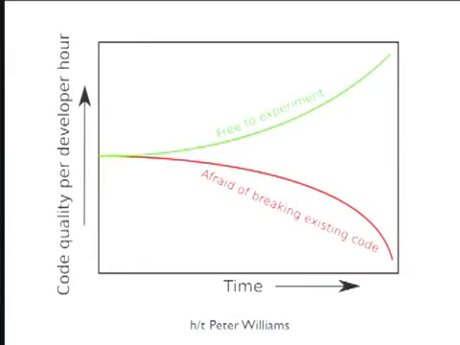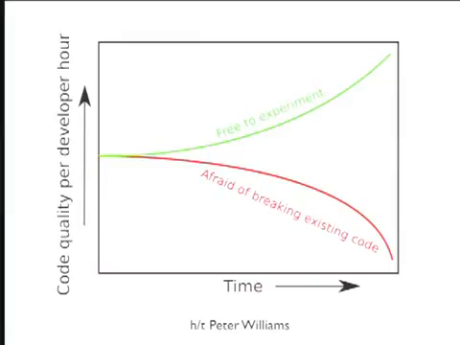So here's a nice little plot illustrating this. We have this code quality per development per hour, which I got from Peter Williams, a grad student in our department. As time goes on, we want to be able to feel free to experiment without fear of breaking our existing code.